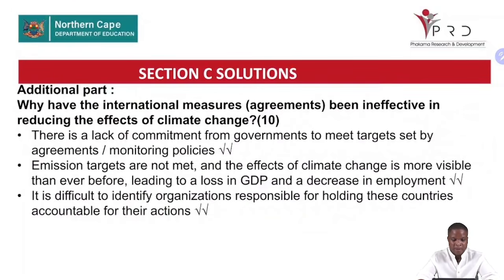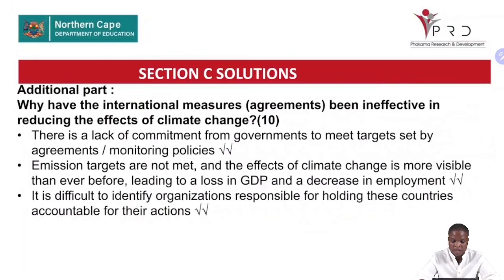The additional part was asking you, why have the international measures been ineffective in reducing the effects of climate change? Right, climate change being the weather patterns that are not normal, too much heat or droughts or floods, too much rain, right? Those who are doing geography as well, they are more clued up when it comes to this content, right? Let's look at our possible answers, responses.